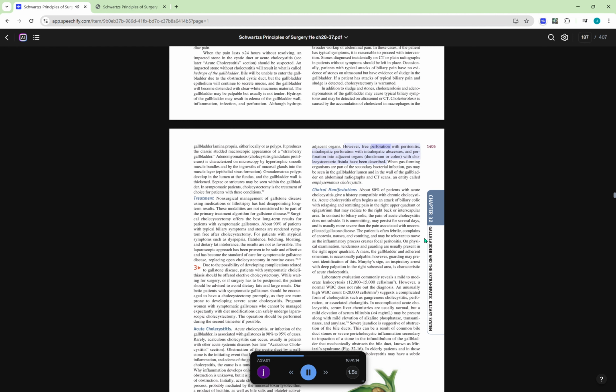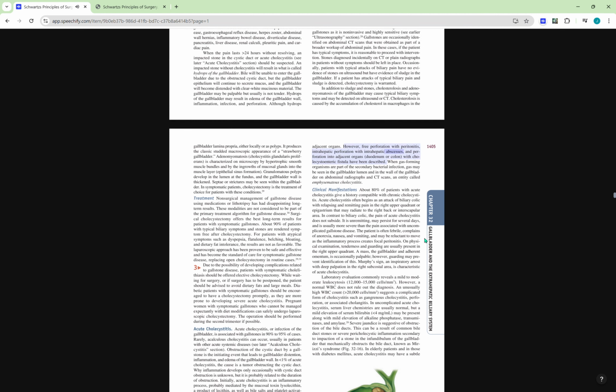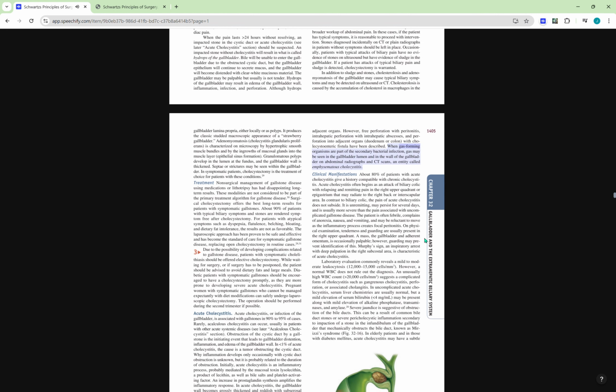However, free perforation with peritonitis, intrahepatic perforation with intrahepatic abscesses, and perforation into adjacent organs with cholecystoenteric fistula have been described. When gas-forming organisms are part of the secondary bacterial infection, gas may be seen in the gallbladder lumen and in the wall of the gallbladder on abdominal radiographs and CT scans, an entity called emphysematous cholecystitis.